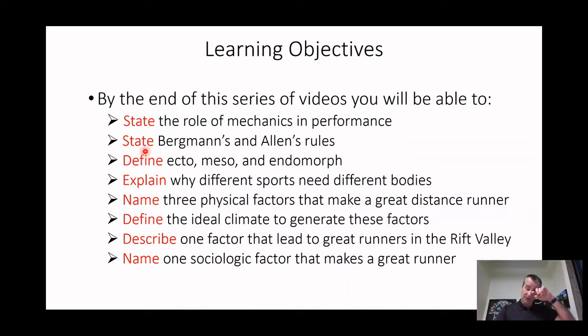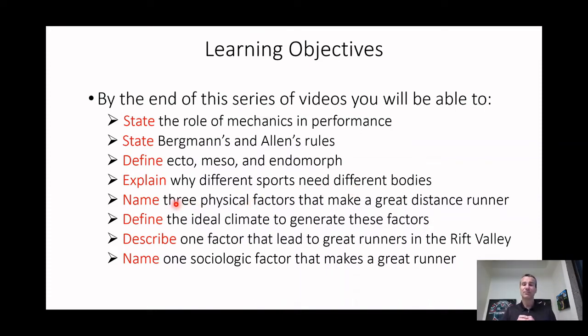Then we're going to go back and you're going to restate Bergman and Allen's rules again, because that's going to be important for determining limb length and all of these important things in body size. And those are important things that are going to be central to which sport your body fits. You're going to be able to define ecto, meso, and endomorph. You're going to be able to explain why different sports need different bodies, or at least at the elite level.